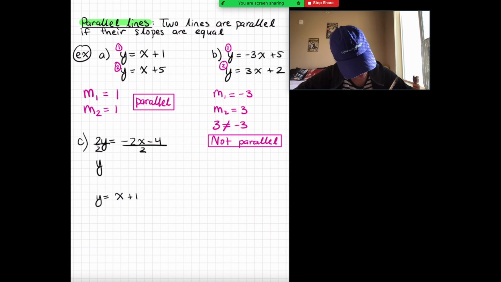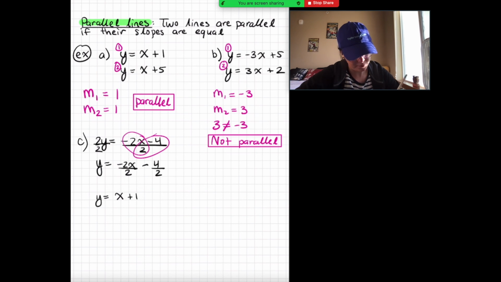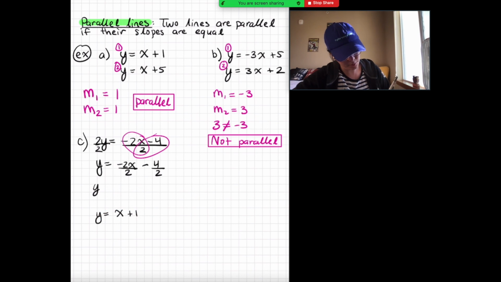So we have y is... Now, again, since we have one term in the denominator and two terms in the numerator, we can rewrite this fraction as two separate fractions. So we can rewrite this as negative 2x over 2 minus 4 over 2. And that simplifies just a little bit more. Negative 2 over 2 is just negative 1. So we get negative 1x. And then 4 over 2 is just 2. So minus 2.